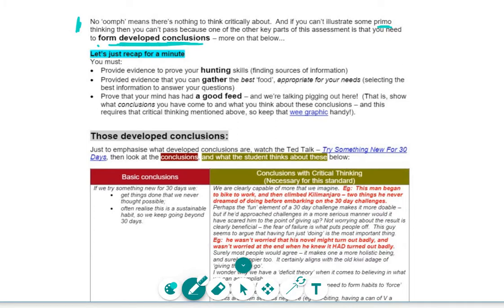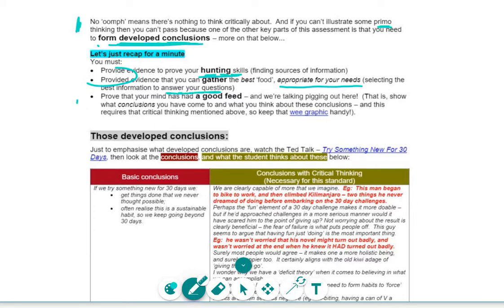Right, so let's recap for a minute. And going back to our hunting and gathering analogy as well, I think that works to help explain a bit better. You've got to provide evidence to prove your hunting skills. So that means finding sources of information. You've got to provide evidence, a little bit of typo there, evidence that you can gather the best food. So that means the best sources, the ones that are appropriate for your needs. They've also got to be valid, up to date and so on. Be created by somebody in authority. We'll show you how to look at your sources with that light too later on. Of course, you've got to be answering your questions as well, rather than getting sidetracked.